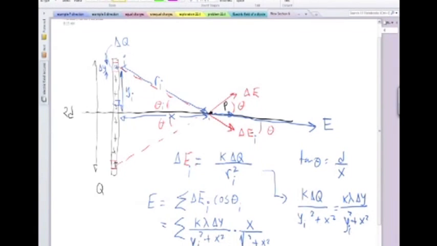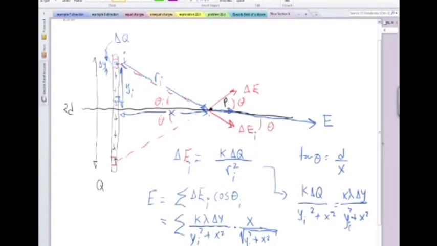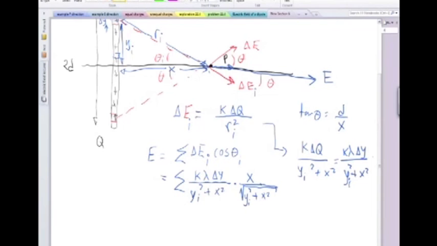Y sub I squared, y sub I squared. Okay. So now you have an expression that tells you how much is the contribution to the electric field in terms of the contribution of the little segments in which you can divide this rod.